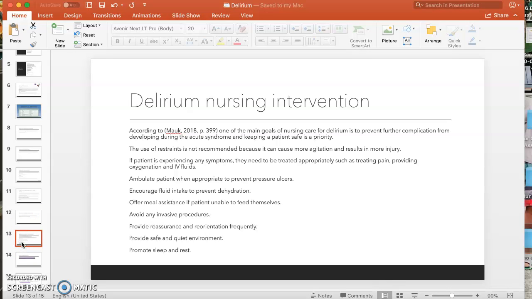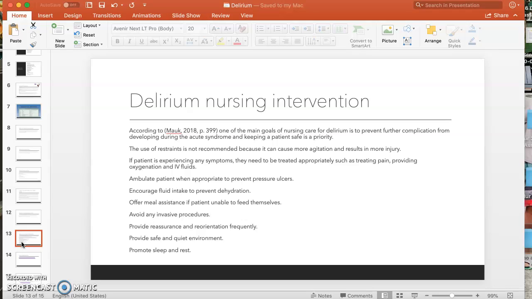Delirium nursing intervention. So what can we as nurses do to prevent delirium? According to the article, one of the main goals of nursing care for delirium is to prevent further complications from developing during the acute syndrome, and keeping the patient safe is the priority. The use of restraints is not recommended because it could cause more agitation and result in more injury. If the patient is experiencing any symptoms, they need to be treated appropriately, such as treating pain, providing oxygen and IV fluids, and ambulating the patient when appropriate to prevent pressure ulcers.